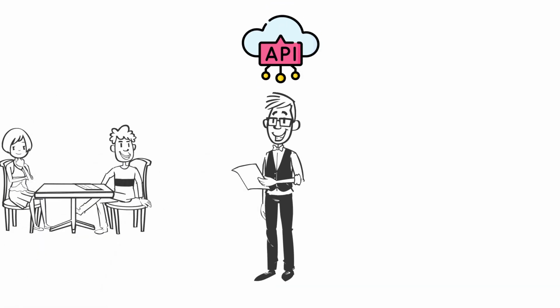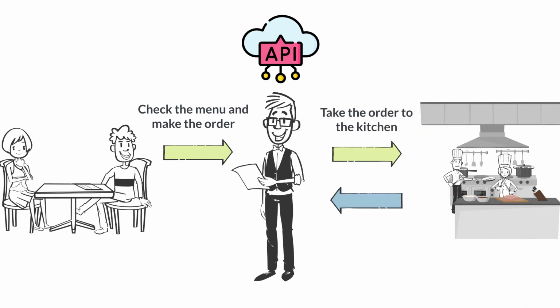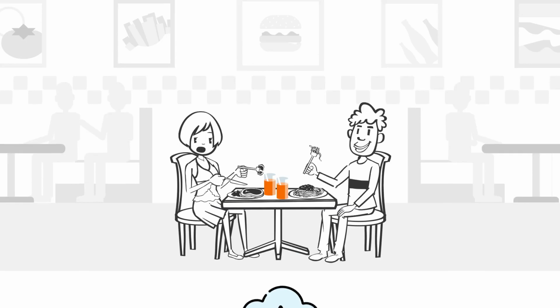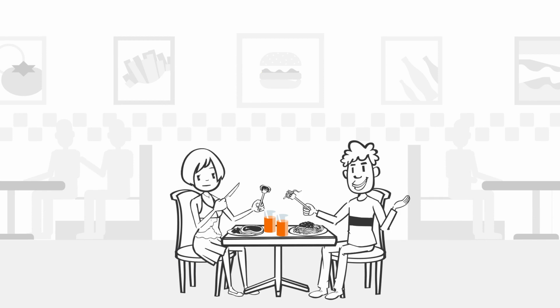The API is like a super efficient waiter who takes your order exactly as you say it. They go to the kitchen, give the chefs your request, and then bring your yummy food back to your table. It's like magic. You don't have to leave your seat, and your food arrives just the way you wanted.